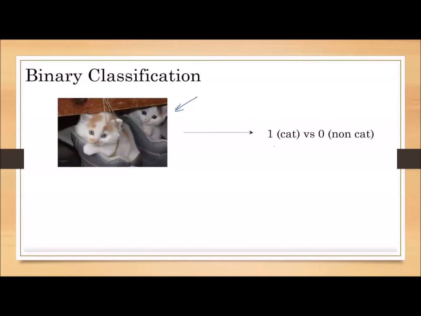For that, we are taking binary classification as the name. Binary is representing 2. The output is either 1 or 0. 1 is a positive class, which is telling there is a cat in this image. 0 is a negative class, which is telling there is no cat in this image. This is a classification problem because the output is fixed and it is discrete.